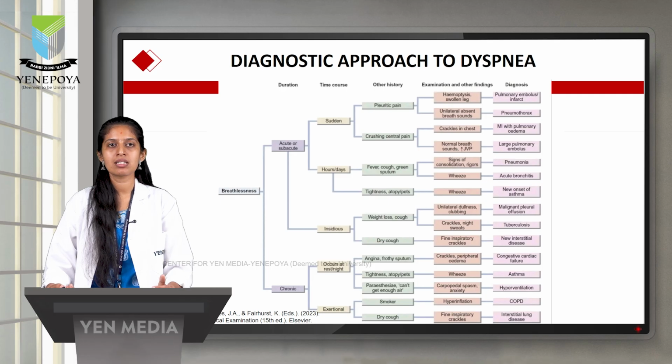Similarly, for chronic cases, we can ask about the time course of the dyspnea, whether it comes over a night, or when the person is at rest, or due to allergic triggers or exertional triggers which make the patient have dyspnea. Based on that you can take a proper history. With a proper history, you can do further investigation like auscultating the patient or doing percussion, which will identify the actual cause behind dyspnea.